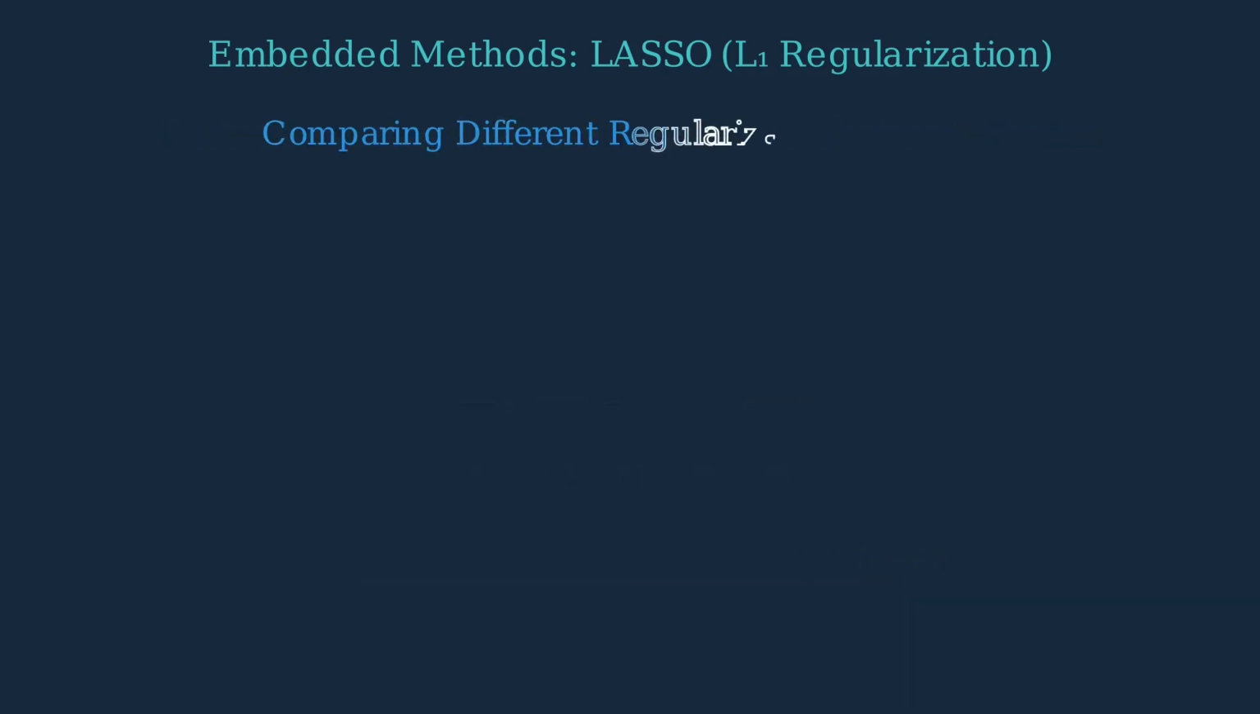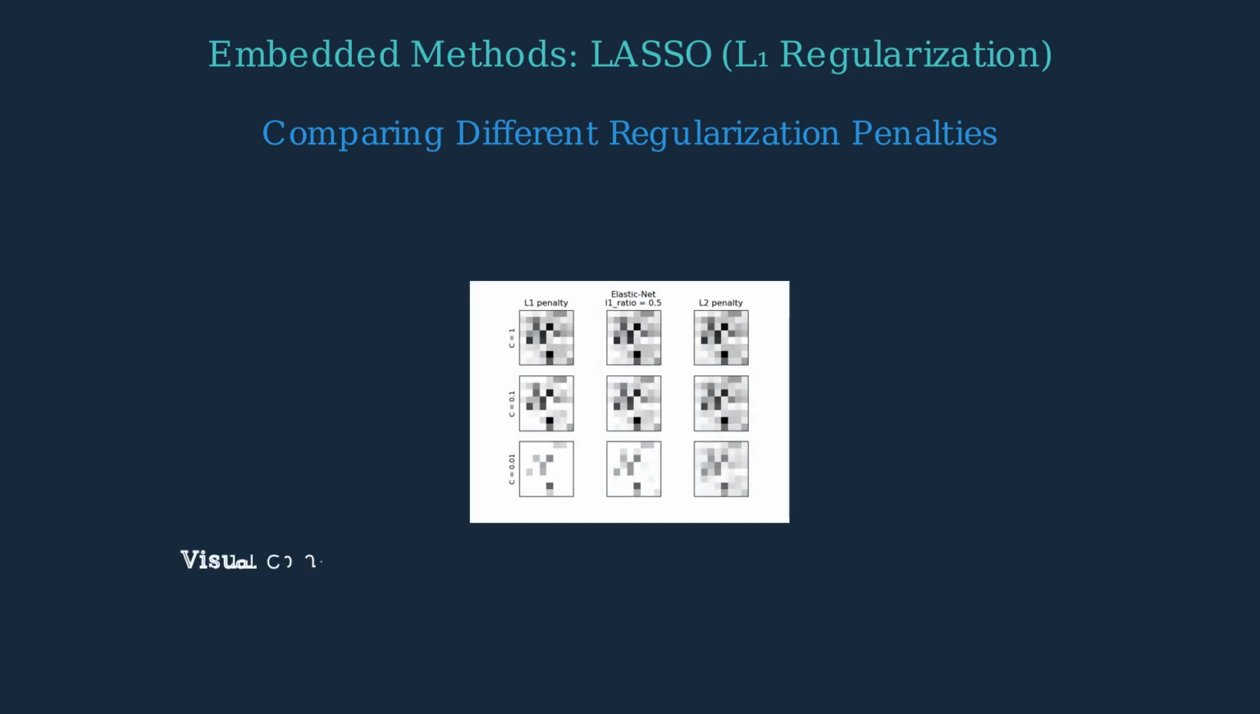Let's now compare LASSO's L1 penalty with other regularization approaches, like ridge regression's L2 penalty and elastic net. This visualization shows how different penalties affect model coefficients. Notice how the L1 penalty from LASSO produces sparse solutions with coefficients exactly at zero, while the L2 penalty only shrinks coefficients toward zero without eliminating features completely.